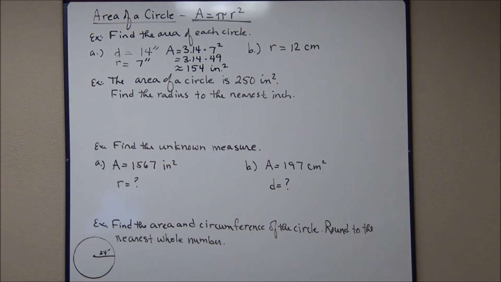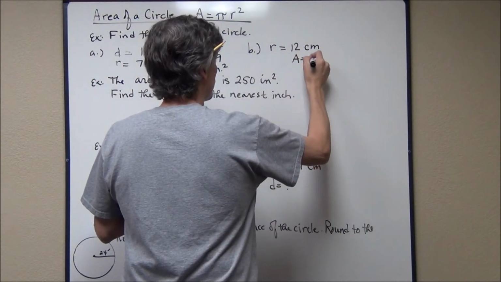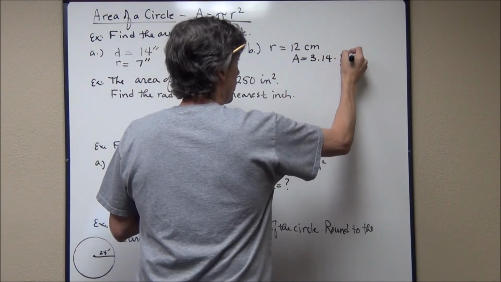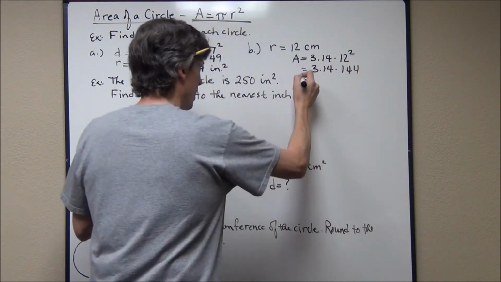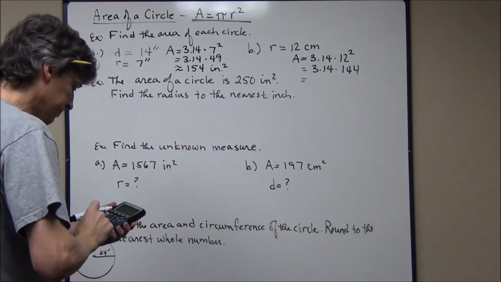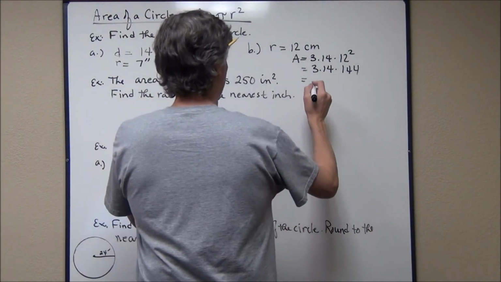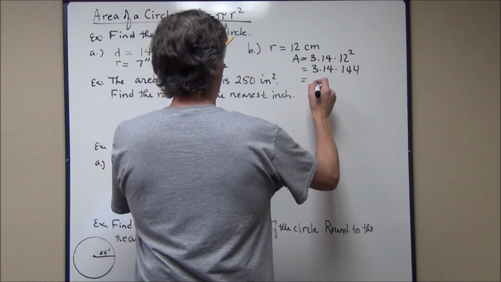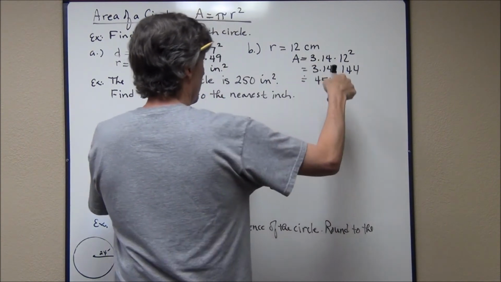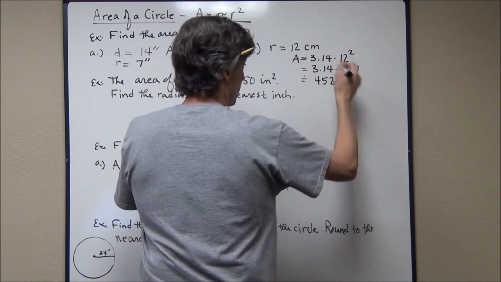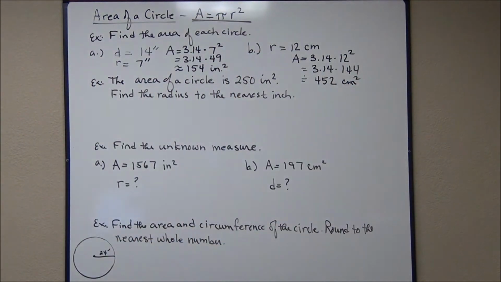Now in part B here, I already have the radius, so I'm going to just substitute right in. Area equals 3.14 times 12 to the second power. 3.14 times 144. And so again with my calculator, if you want to do this on scratch paper for the practice, that's fine. 452.16, or 452 to the nearest whole unit here, square unit, square centimeters. So you're rounding it to the nearest one.